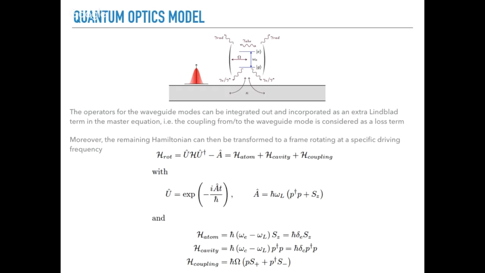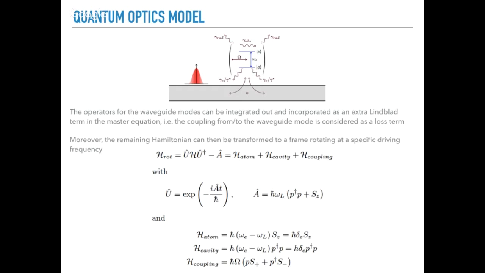There's a paper by Derek Chang, who is one of our collaborators in this work, where they pointed out that the operators for the waveguide mode which pop up in this Hamiltonian can be integrated out and incorporated as an extra Lindblad term in your master equation approach. So basically, the kappa term over here, I'll show on the next slide in the master equation, will pop up as an extra loss term, which is described by this kappa. If we rotate to a specific driving frequency, we end up with a Hamiltonian describing your atomic Hamiltonian, your cavity Hamiltonian, and the coupling between them.